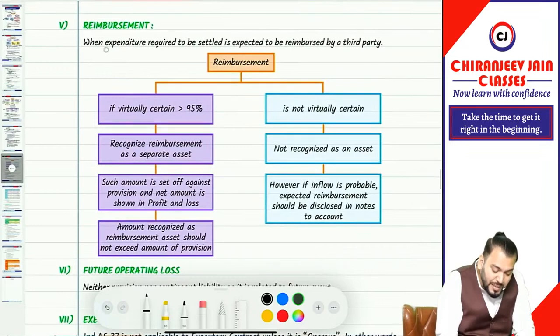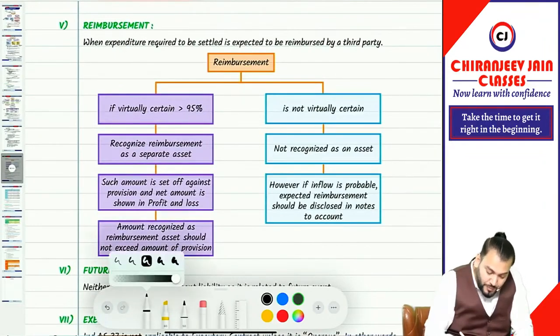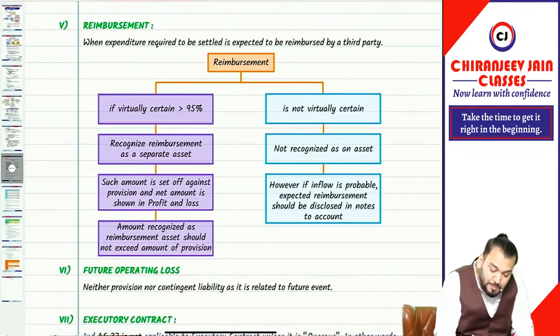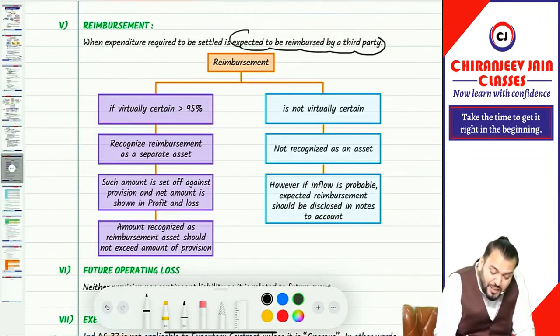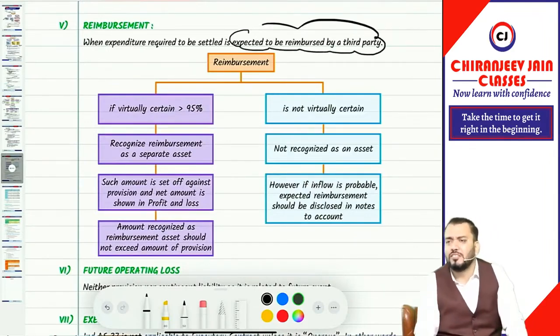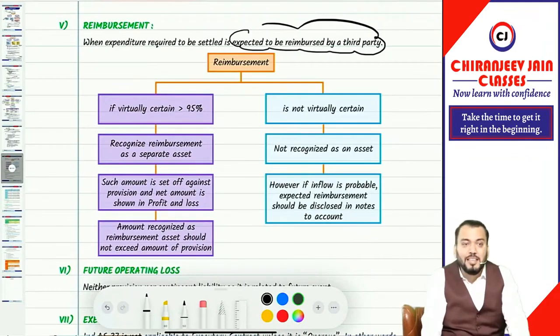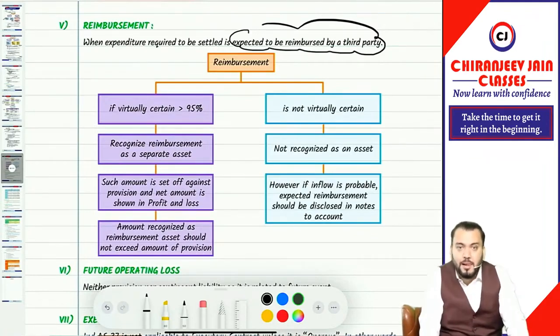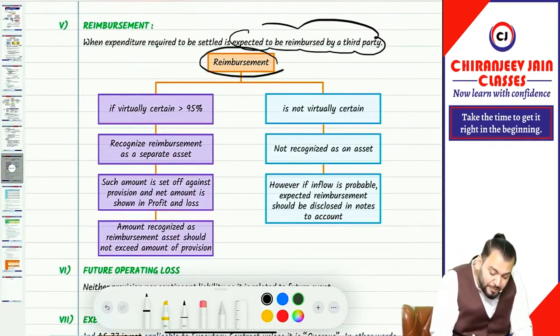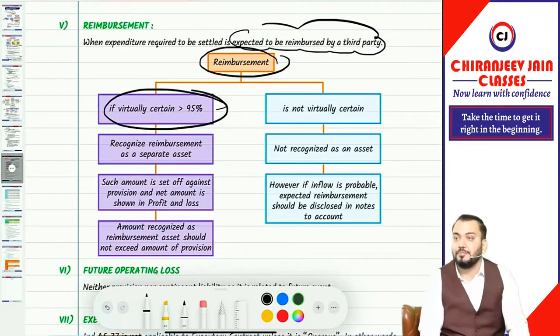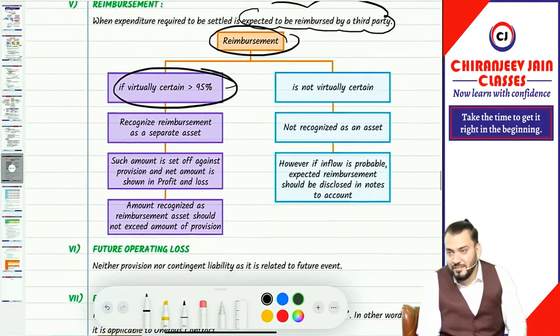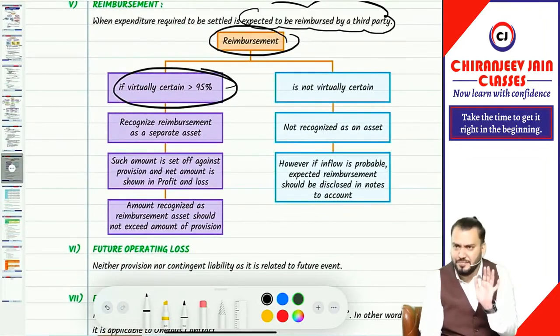Reimbursement means when expenditure is required to be settled, it is expected to be reimbursed by a third party. This third party can be an insurance company. Understood? What they said: if reimbursement is virtually certain, means chances are more than 95%. Correct? Chances are more than 95%.